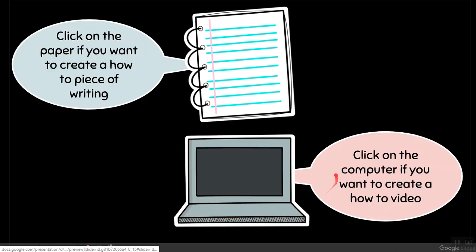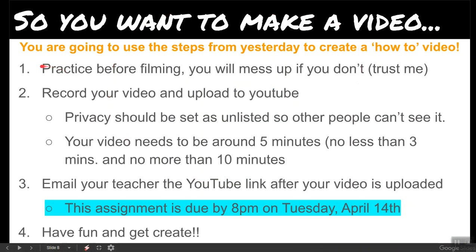The other version of this assignment is if you want to do a how-to video. So if you want to do a how-to video, you're going to click on the computer and it will bring you to this slide about making a video. It says you are going to use the steps from yesterday to create a how-to video. You should definitely be practicing before you film, because if you're like me, you will mess up if you don't. I've been recording videos all week and I've had to make second versions of almost all of them because I didn't practice. And once I learned that, I learned the importance of practicing before I do my final product.